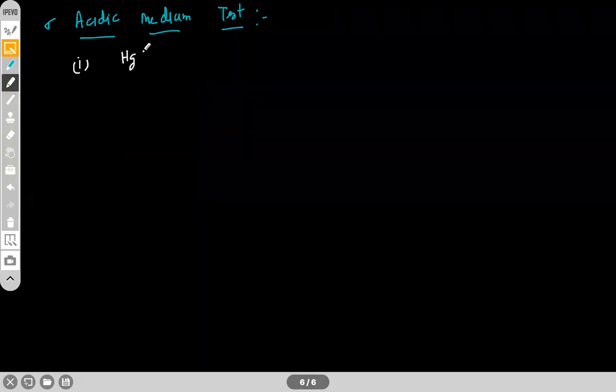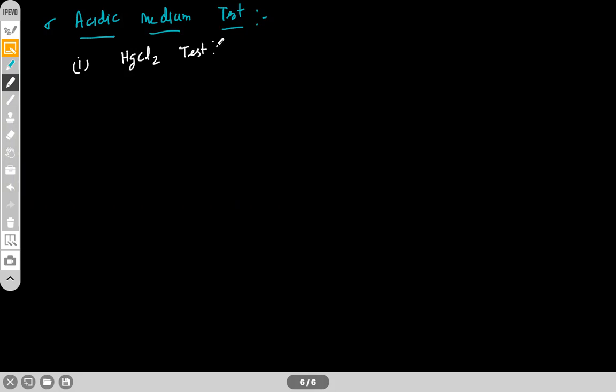What all tests do we have which take place in acidic medium? These tests are not important, okay? Tollens, Fehling's, Benedict's are very, very important, okay? Those are far more important than this acidic medium test. We'll see the acidic medium test, but it is not that important. The first one is the HgCl2 test.